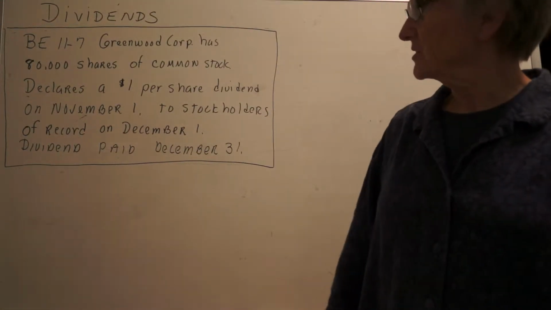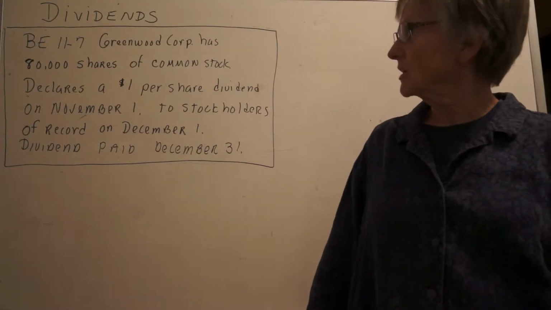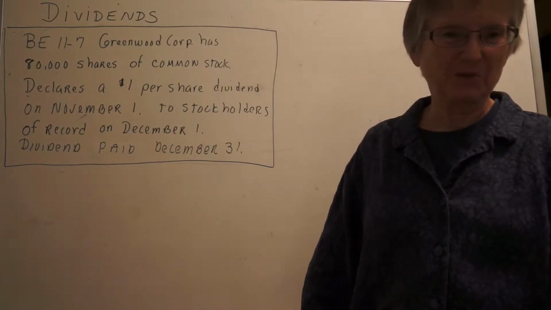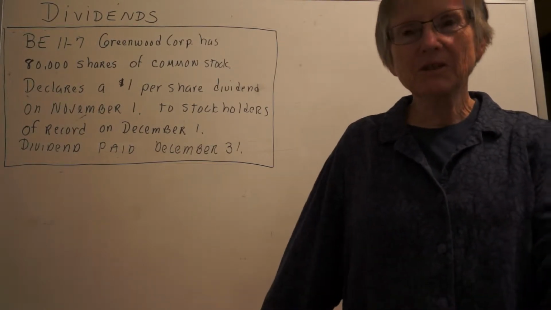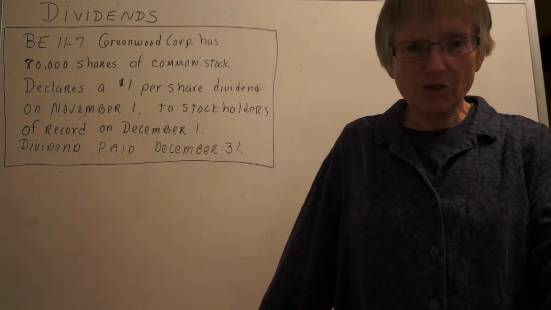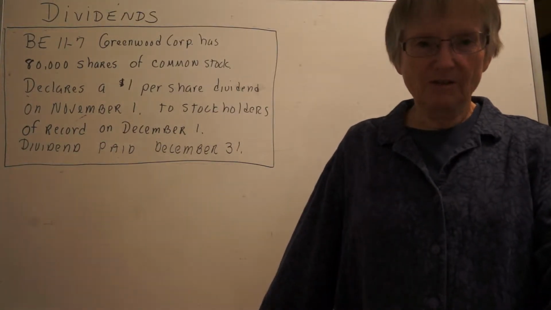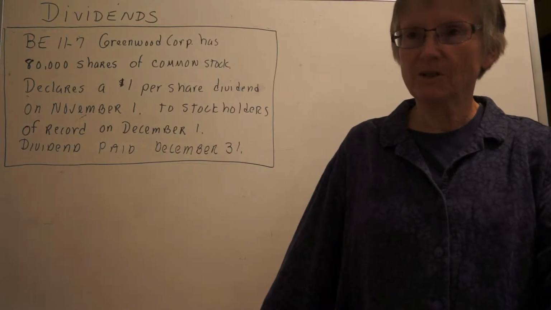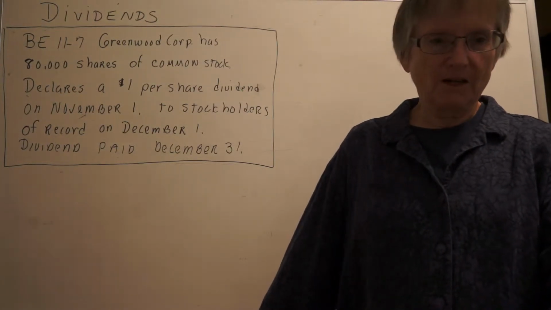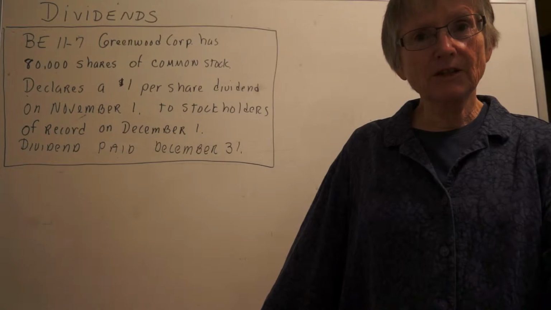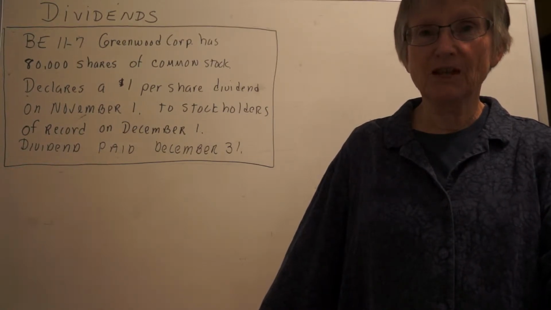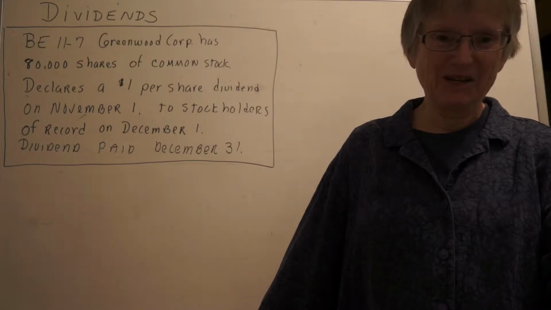So we're on dividends. I'm going to use brief exercise 11.7 to demonstrate how dividends work. First of all, what's a dividend? It's a distribution to your stockholders of corporate earnings. The company will pay out a certain amount for each share of a company that you own. There's different types of dividends. The ones we're going to be working with are cash dividends and stock dividends.